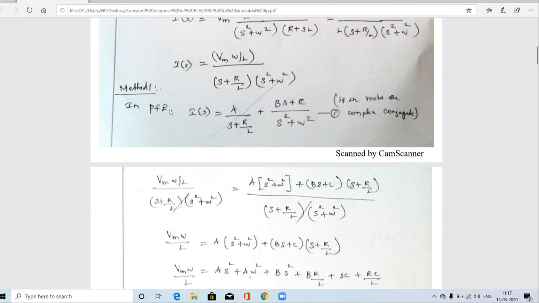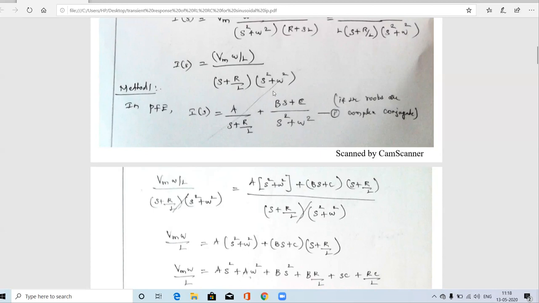In the partial fraction expansion method, this I of s can be written as, first, how did we split? The first coefficient a divided by the first value s plus r by L. And if the value of s is real, how do we split? b divided by s plus some value c divided by, we would split like that.